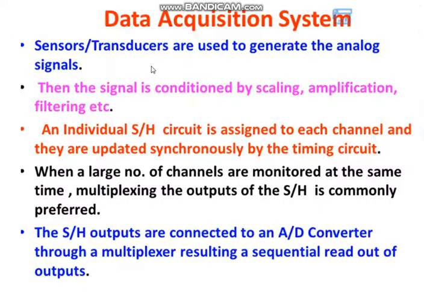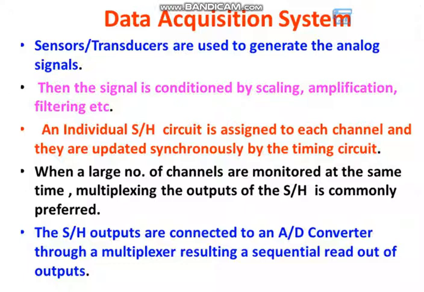The next one is your data acquisition system. We have seen about this earlier. What is a data acquisition system? This is how I am going to collect my data, process my data, and store the data or use it for further processing. So the total system is called a data acquisition system.